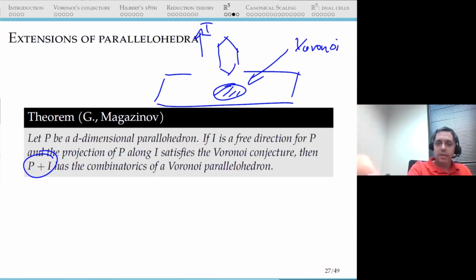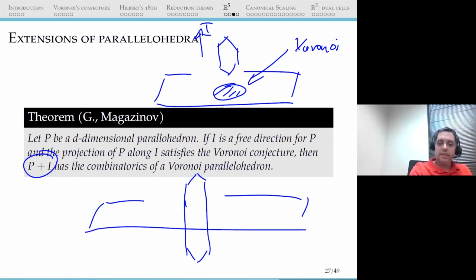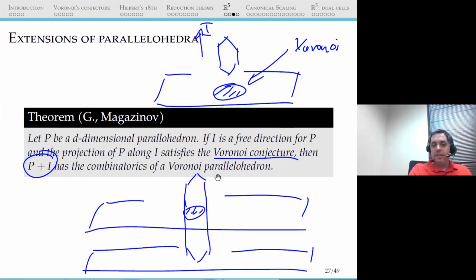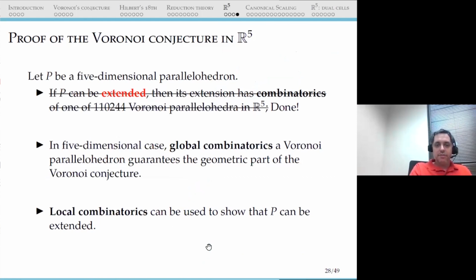Actually, we can stretch it a lot, so it will be a very, very long polytope like that. And there will be two parts. One part is the part that corresponds to the projection, and there we know that it satisfies the Voronoi conjecture, and the other part is in between these two corresponding layers, and that's where the property that we can take such a long segment will help us, right? I will not go into details, I will just say that we can prove that.